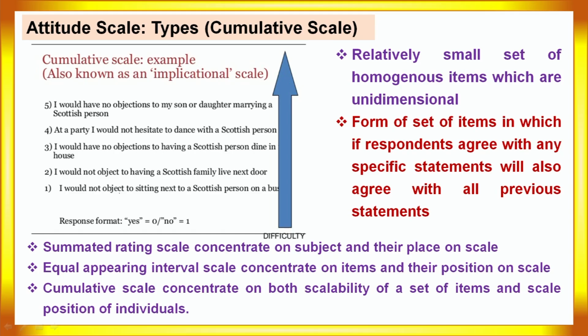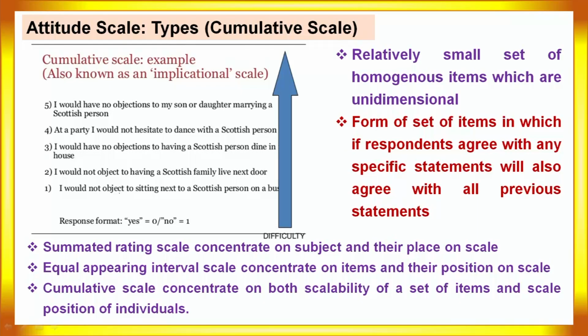One important characteristic is that it is unidimensional, meaning all the statements measure one particular construct. If you compare the Likert scale, Thurstone scale and cumulative scale, the Likert scale generally has a higher number of items. The Thurstone scale is generally much shorter than the Likert scale, but designing it is not as simple as a Likert scale. And the construction of the cumulative scale is much more complex than the Thurstone scale.